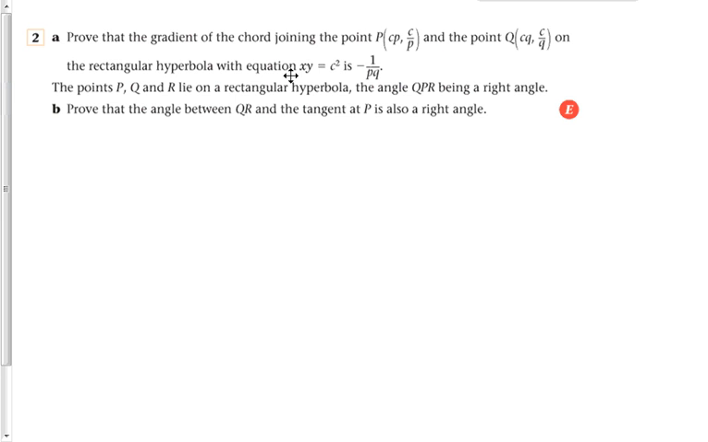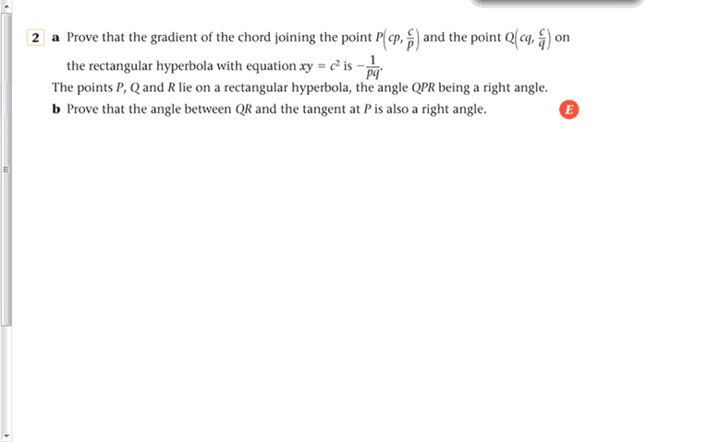Look at question 2 in exercise 2G. Please pause the video if you haven't had a go. So for part A, it's very straightforward, isn't it?